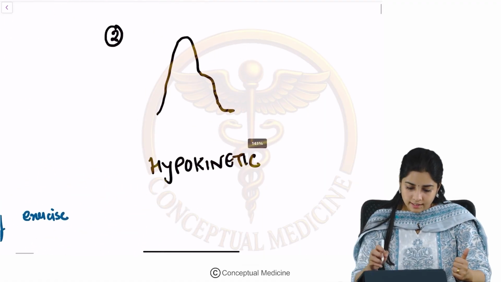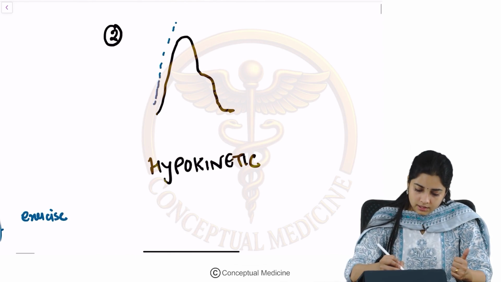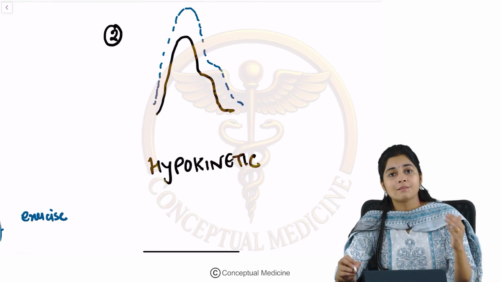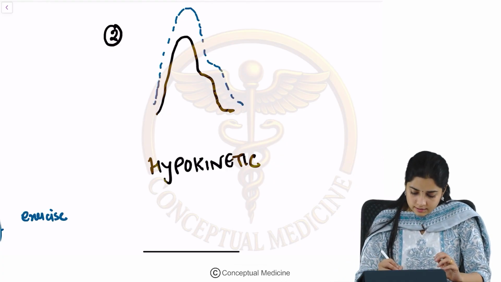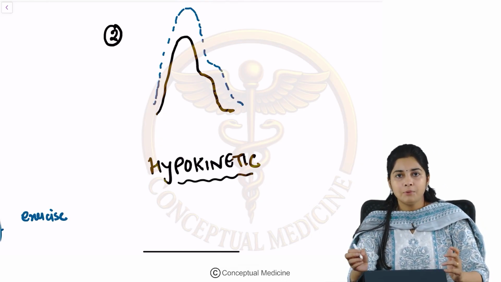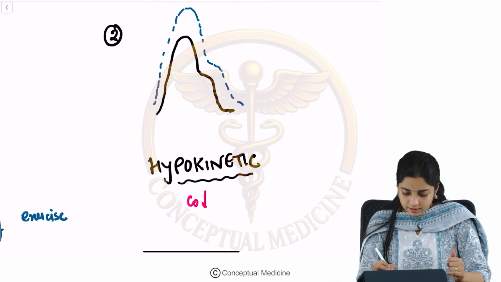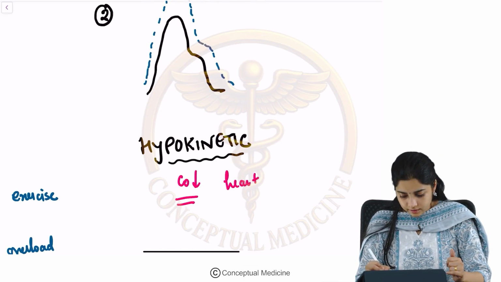Let us look at the second waveform and draw the normal pulse for you. Suppose this is a normal pulse. Can you see that this pulse is of lower volume? So this is what we call the hypokinetic pulse. Where do you think you find the hypokinetic pulse? In conditions where the cardiac output is decreased. So this is seen in heart failure.